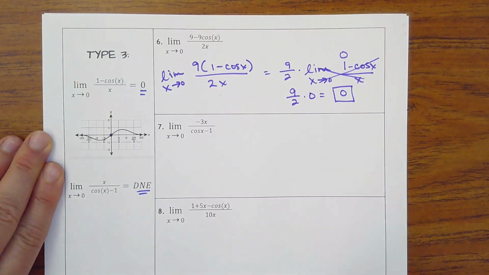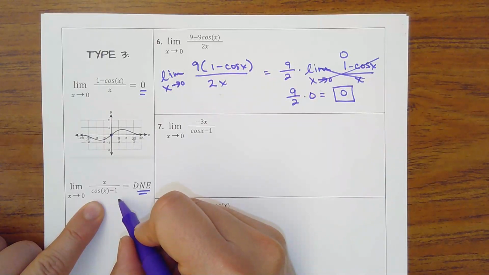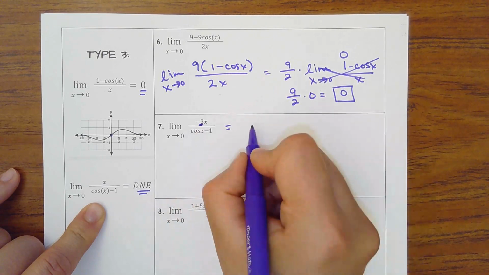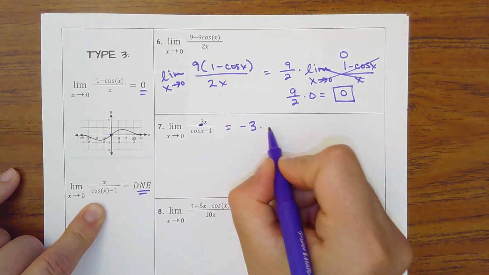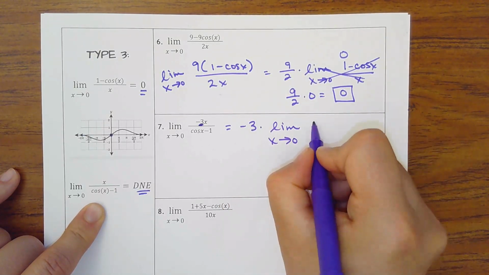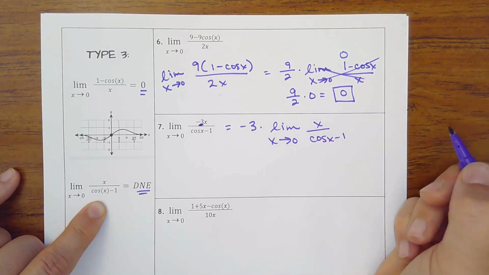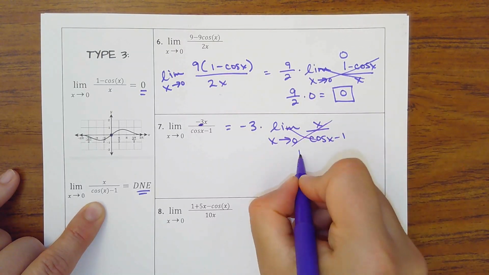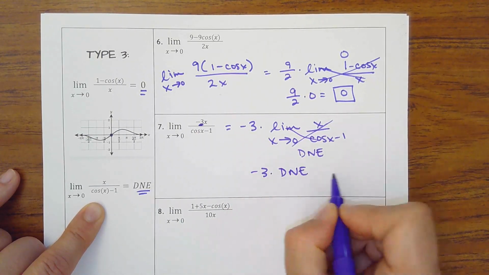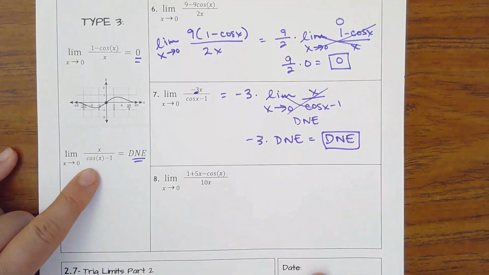Number 7. Nothing I can factor out. I see that it's going to match this identity because I see cosine of x minus 1 on the bottom. The only thing really I could do is take out this negative 3, put it in front. And so then I would have x over cosine x minus 1. Well, what does that limit equal? That's a does not exist. So a negative 3 times something that we have no idea what it is, it doesn't exist, is overall does not exist.